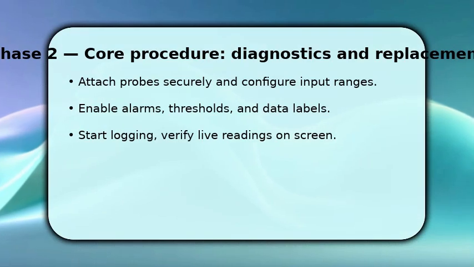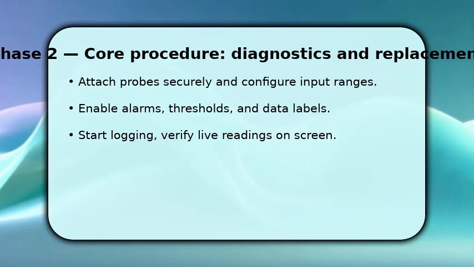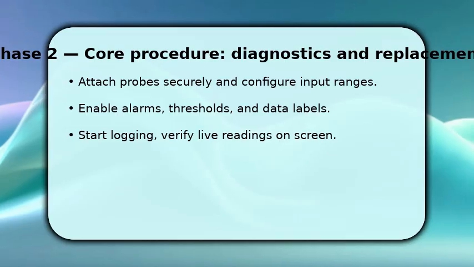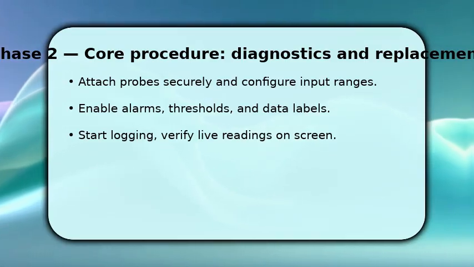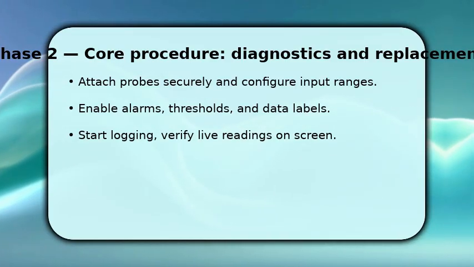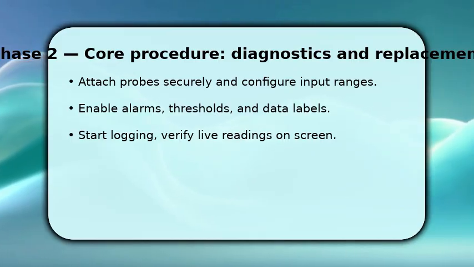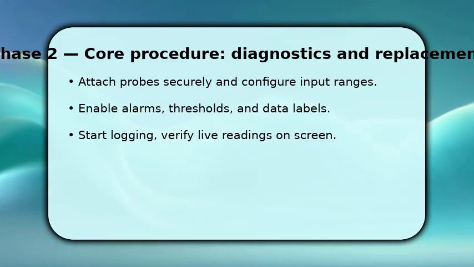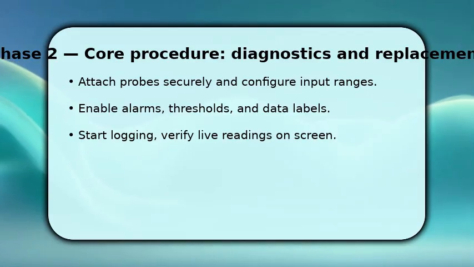You attach probes to the correct input ports, ensuring secure screw terminals or connectors. Loose connections distort readings. Then configure input ranges and channel scaling so the logger interprets raw signals correctly. Enable alarms and thresholds to flag out-of-range events and add descriptive labels for each channel to simplify post-run review.